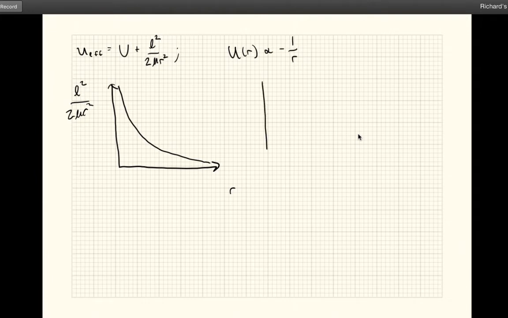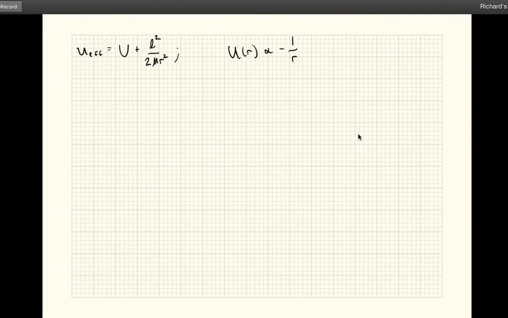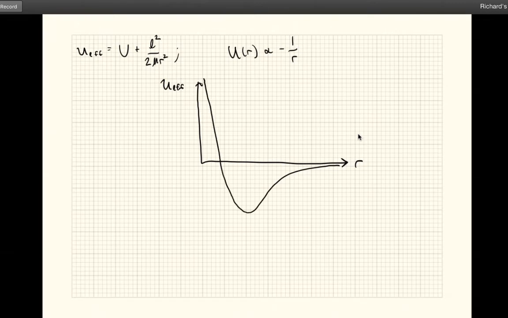Of course, for the central potential, we have something that looks like this. It goes as minus 1 over r, and it comes down like that. That's all well and good, but when we put these together, we end up with a combination where essentially it comes down and then goes up like this. That's the combination of those.